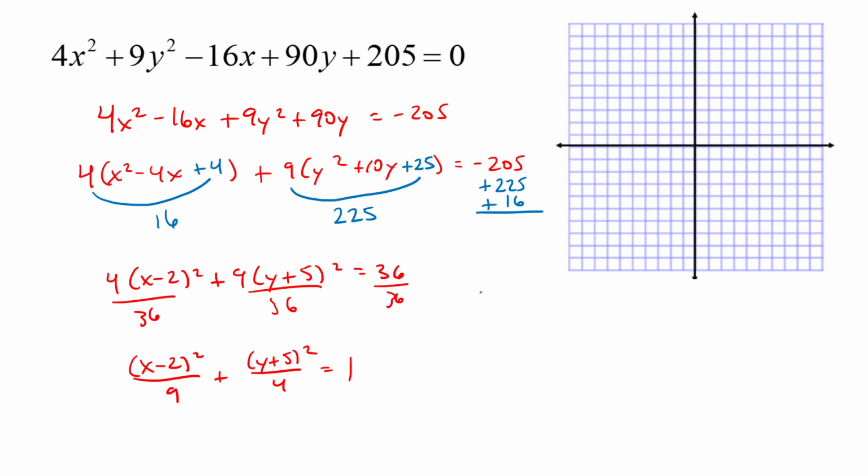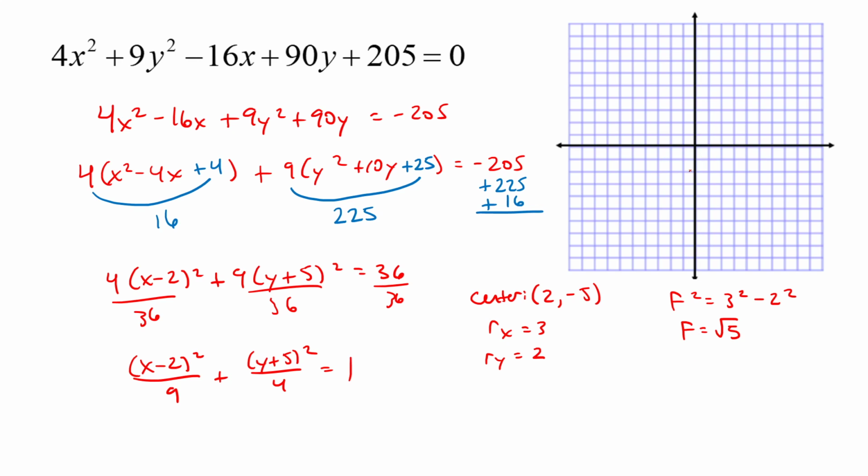You would write all your information. The center is (2, -5). Your Rx is 3. Your Ry is 2. Your focal radius is going to be 9 minus 4. You end up getting the square root of 5.